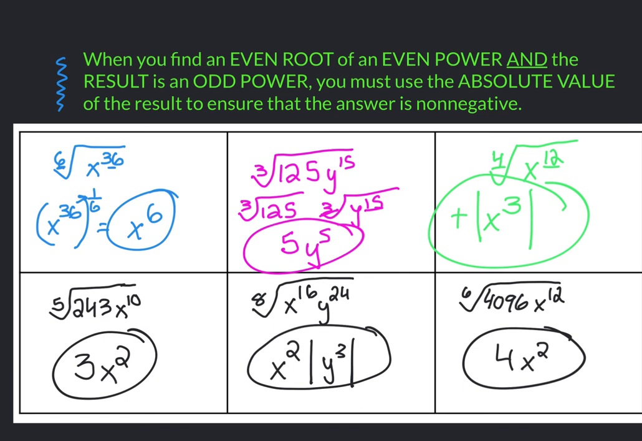So there's your lesson on simplifying radicals using nth roots. Good luck.